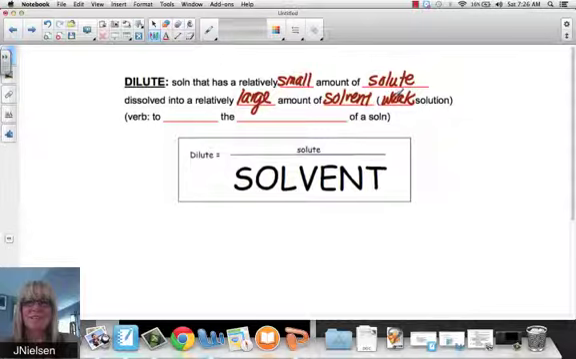So going back to our iced tea analogy, if the directions say put 2 tablespoons in 16 ounces of water, and you put 1 tablespoon, you would have a very dilute solution because you have a small amount of solute dissolved in a relatively large amount of water. What we're saying is that this means to weaken the concentration of a solution. Here you can see the word solute is very small compared to the word solvent, which is very large.